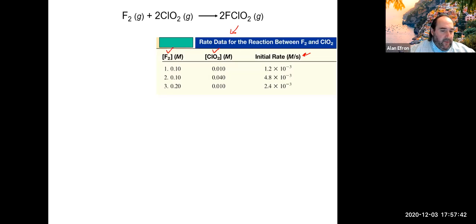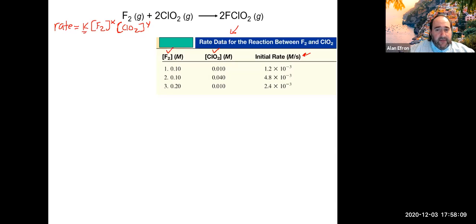So the first thing that we would want to do is really just write the generic rate law for this. The generic rate law would be the rate is equal to K times the concentration of F2 to the X and ClO2 to the Y. Ultimately, we're going to use this table to figure out what X and Y is. And then once we do that, we'll figure out what K is at the end of it.